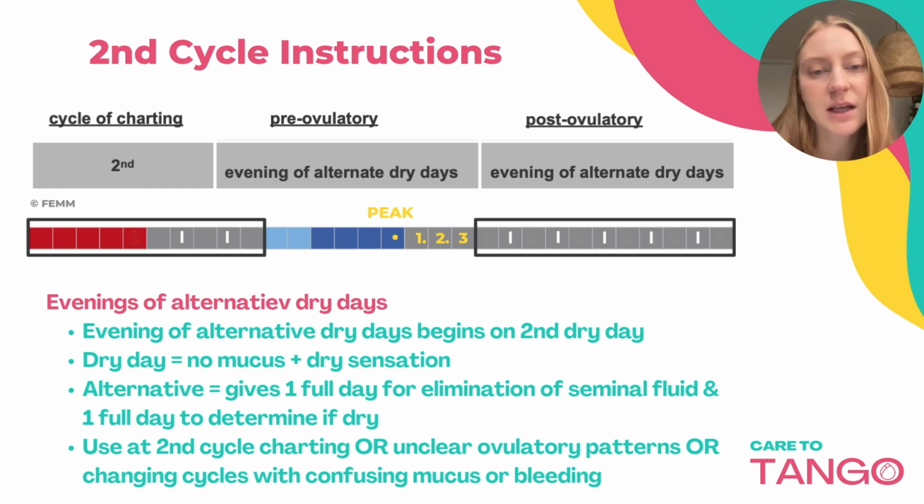So you see our POC, and then we have our peak day. We add a count of 3 days, and then we wait a day, and then we can have intercourse on that day. We skip one intercourse, and then all the way down. So if you're charting and you have no clear POC, peak day, or cycle pattern establishing, you should stay on these second cycle instructions before moving to your third cycle instructions.